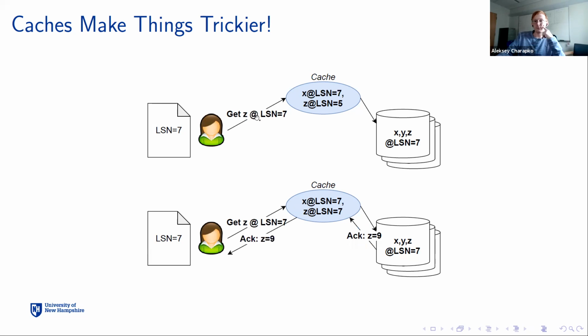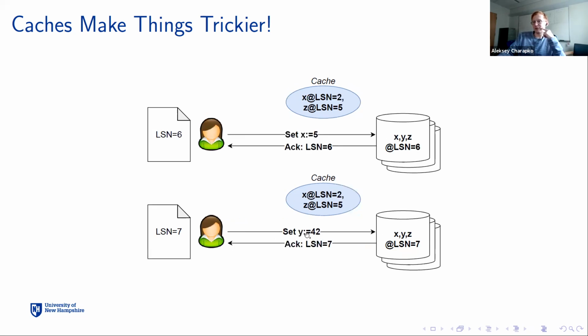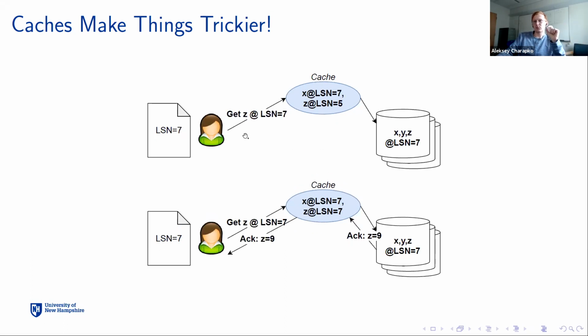However, if Alice wants to read z, and remember, she didn't write z, so she never wrote z. If Alice wants to read z, our consistency token is still at 7, and the cache thinks that the cache's z value is at 5.